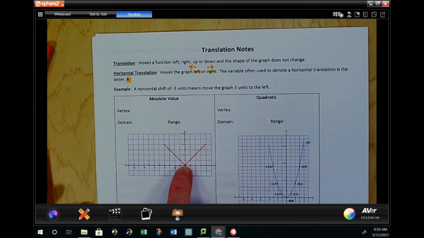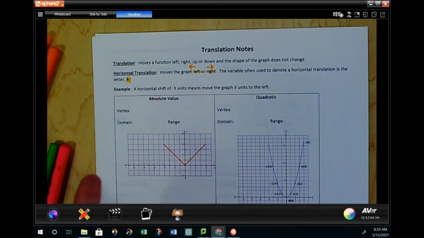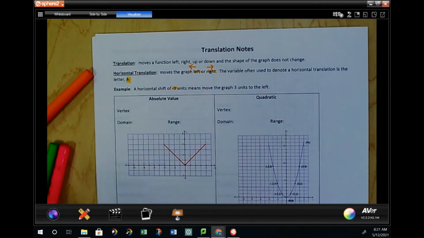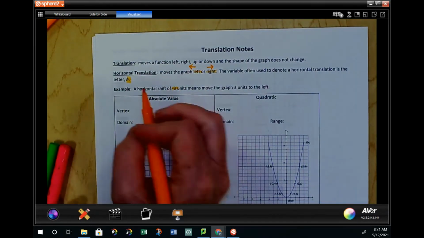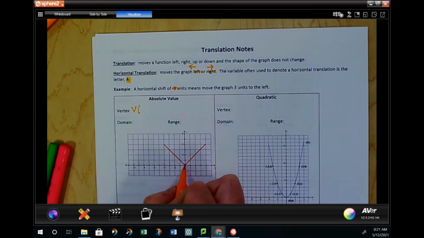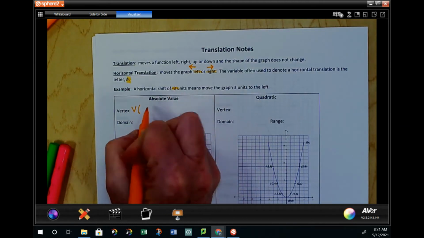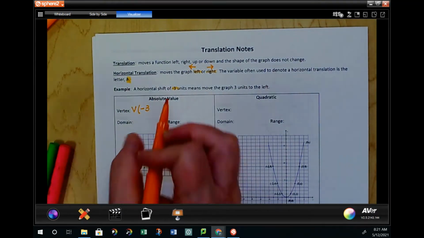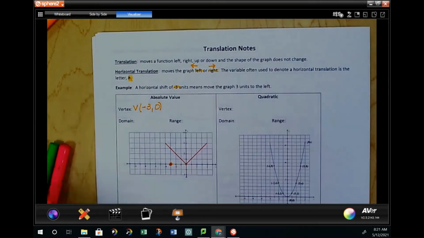So we've got our original graph. This says my horizontal shift is -3. So when I write my vertex, because remember, the normal vertex would be 0, 0. So here's your normal vertex at 0, 0. Now I'm going to move it to the left 3. So there's my vertex, 1, 2, 3. And I'm going to put a dot there. And then I'm going to have a 0.